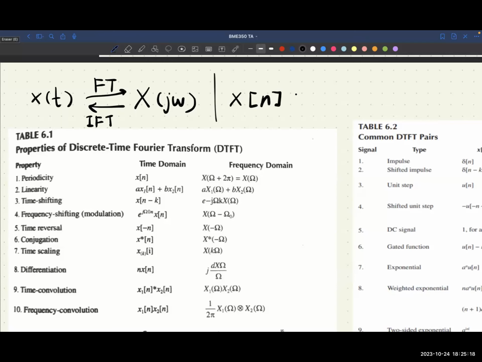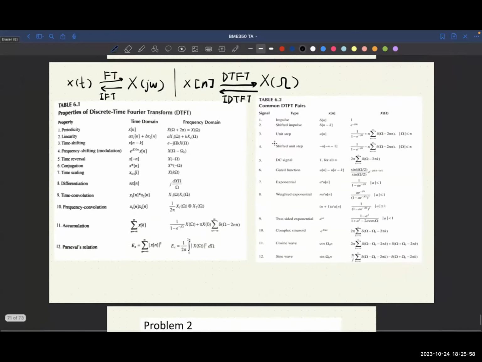And to perform Fourier transform on discrete signals, this is when we use the discrete time Fourier transform. And the thing that we will get from this is going to be X(omega). And that's going to be our signal in frequency. And when we want to convert back from frequency to a discrete time signal, we use the inverse discrete time Fourier transform. Okay.